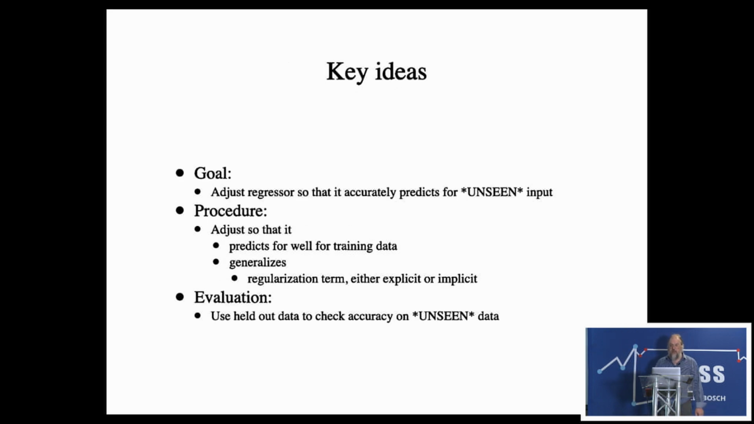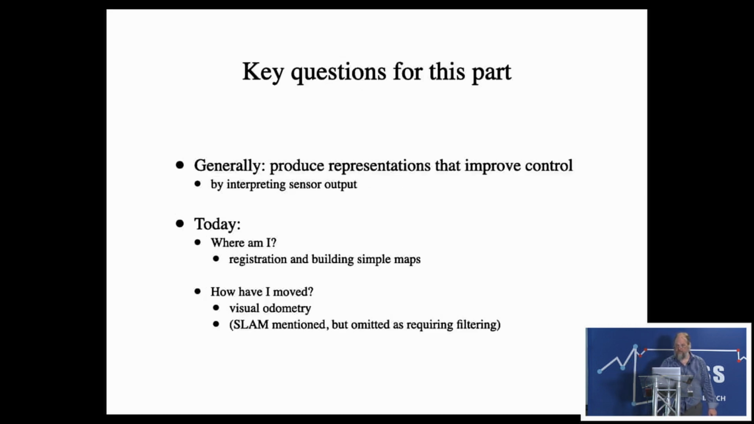Okay, how do you do it? Adjust the regressor so that it accurately predicts the output for unseen input. You basically adjust it so that it predicts well for training data, and it generalizes, and then you evaluate on unseen data. And I'll talk about the mechanics of how you build one in the next talk.